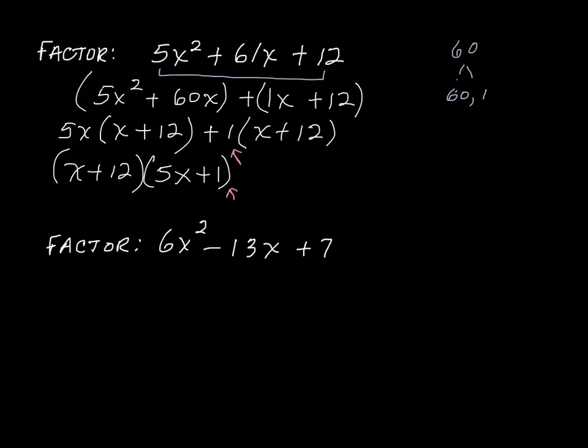Look at the next one. 6x squared minus 13x plus 7. Is the leading coefficient 1? No. Can anything be factored out to make it a 1?